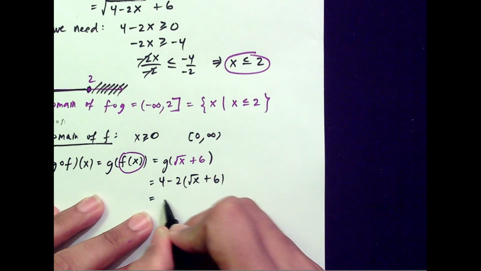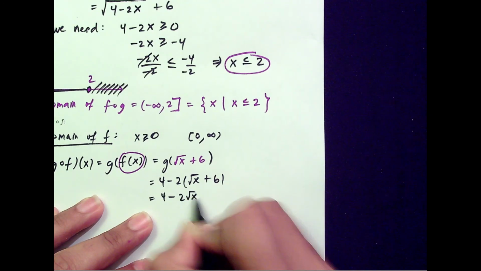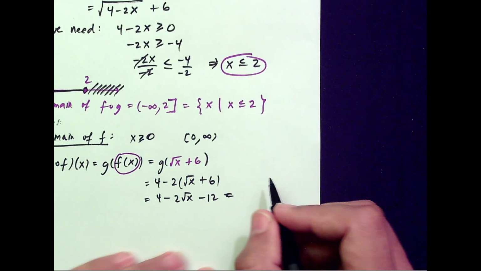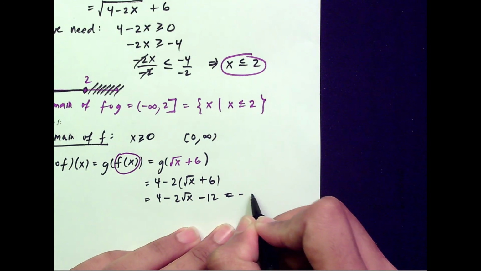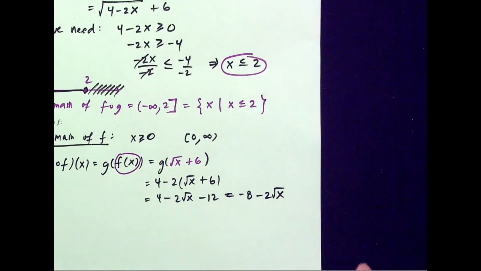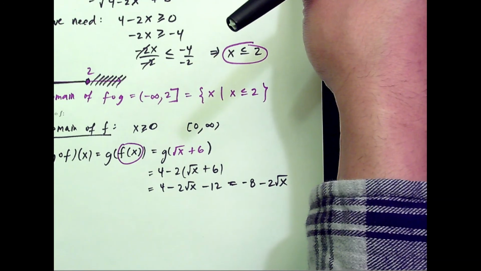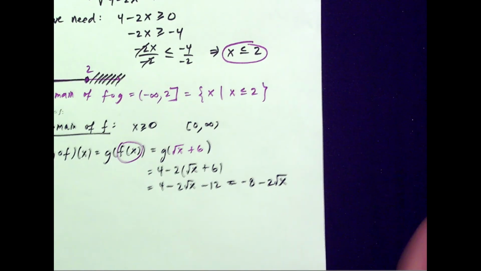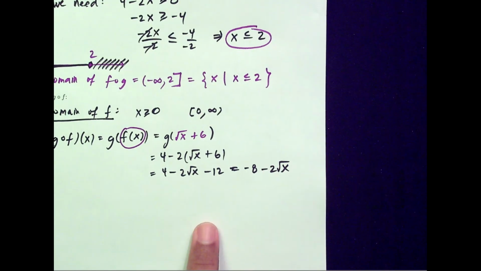Which simplifying is 4 minus 2 square root of x minus 12, which is 4 minus 12, that's negative 8, which is negative 8 minus 2 square root of x, or negative 2 square root of x minus 8, same thing. No, the 8 you cannot put inside the square root. I mean negative 2 square root of x, space, minus 8. Okay, so that is the composition simplified.